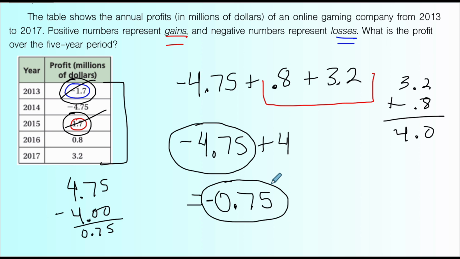That tells me that over the course of the 5 years for this online gaming company, they actually did not make a profit. They actually had a loss of $0.75 million, so $750,000 loss. It does look like they're trending in the right direction, so if we were to find out what they made in 2018 and in 2019, then they'd probably be in the positive by then. But over these 5 years, didn't do totally well, but definitely going in the right direction.